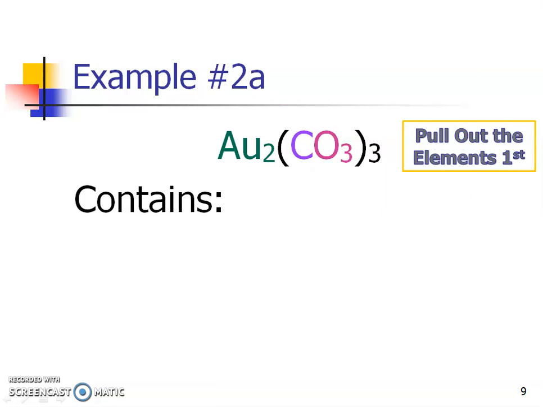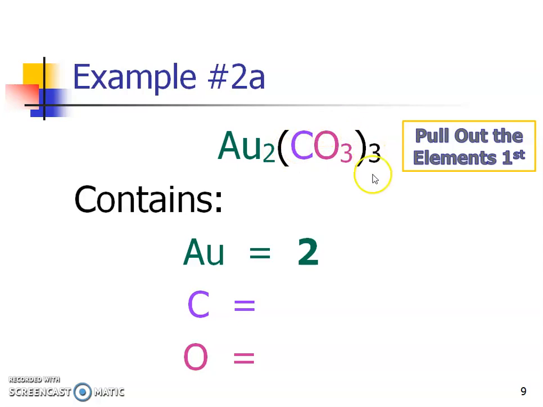So now let's look at 2. Again, listen to the whole spiel and then write down the information. So the first thing I'm going to ask you to do is pull out those elements. So I see 1, 2, 3 capital letters. So I'm going to have 3 elements to pull out. The Au, which is gold, C is carbon, O for oxygen. All right, so now how many Au do I have? Well, I got 2 there.